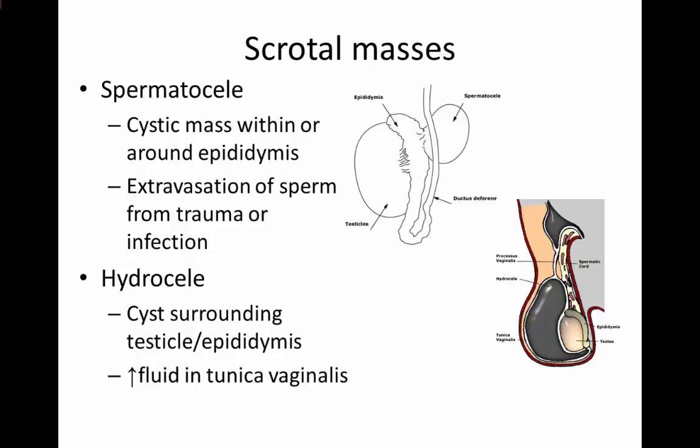Hydroceles are cysts surrounding the epididymis or testicle, usually filled with fluid from the tunica vaginalis. Hematoceles are a collection of blood in the tunica vaginalis. They do not transilluminate, unlike spermatoceles or hydroceles. If the mass is rapidly expanding, then surgical management may be warranted.